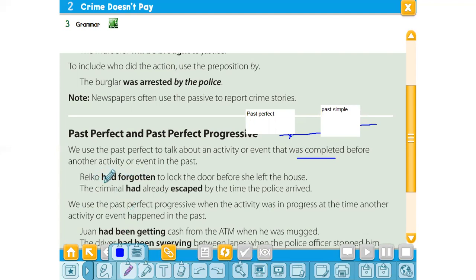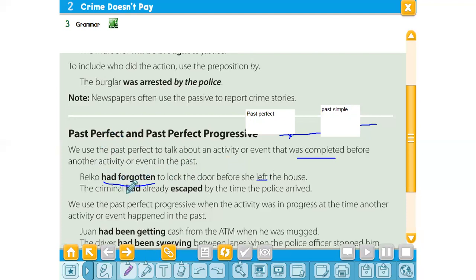Rico had forgotten to lock the door before she left the house. Here there are two actions which happened in the past. The first action is Rico had forgotten to lock the door. So we will use past perfect. What is the form of past perfect? Excellent. Had plus past participle. Before she left. Left here is in the past simple.